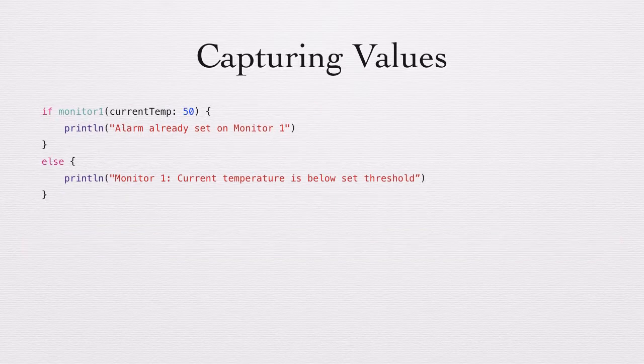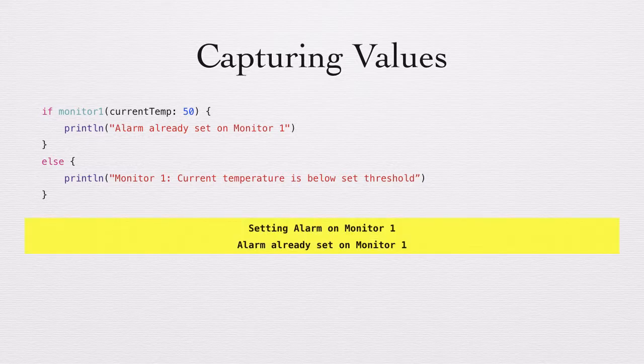Now add one more call to the function referenced by monitor1, this time setting the current temperature to 50. As this value is more than the set threshold of 40, the function returns true. When you run this snippet, the output would be as shown here. The first line of message is printed by the alarm function itself while setting the alarm. The second line is printed by the code shown here.